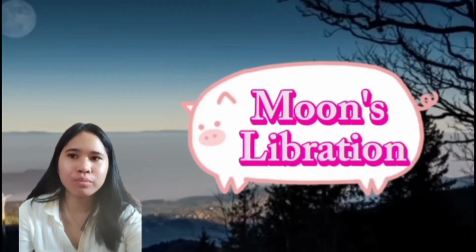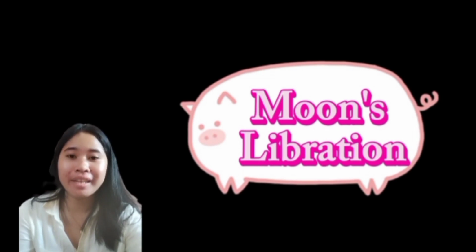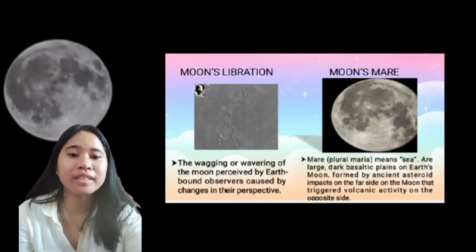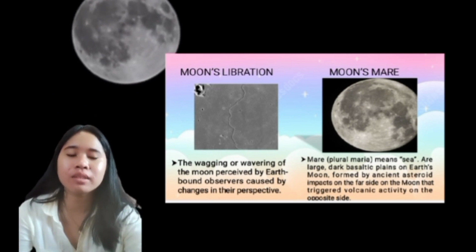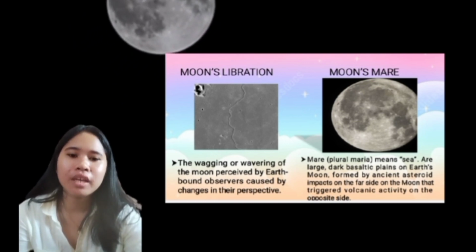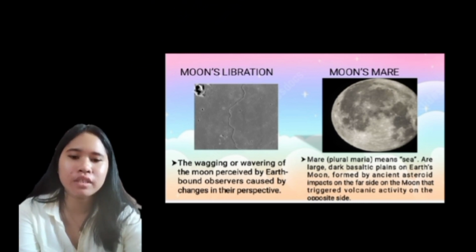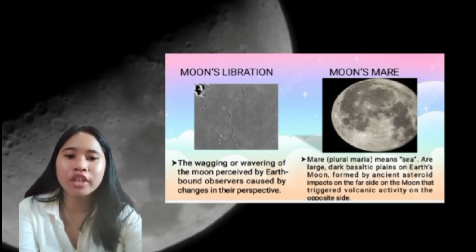Let's proceed to the moon's libration. Have you ever heard of the moon's libration in your elementary days, or just heard about the phases of the moon? Well, to discuss it, in lunar astronomy, libration is the wagging or wavering of the moon perceived by earthbound observers and caused by changes in their perspective. It permits an observer to see slightly different hemispheres of the surface at different times. It is similar in both cause and effect to the changes in the moon's apparent size due to changes in distance.